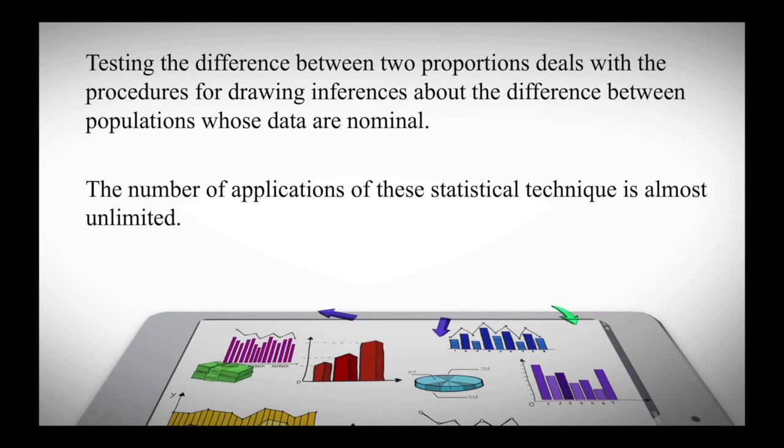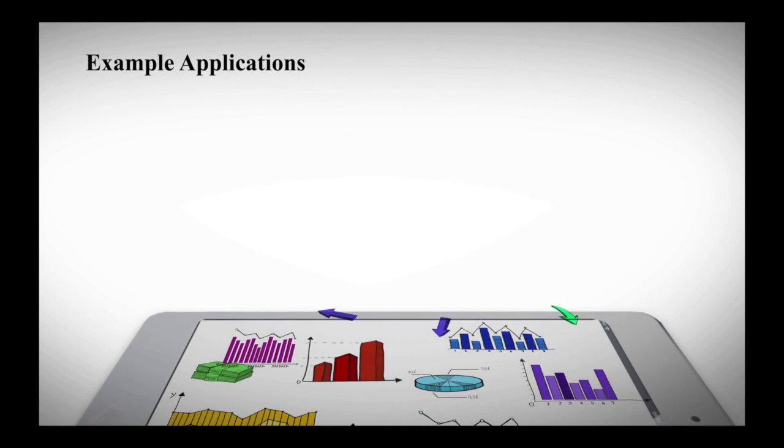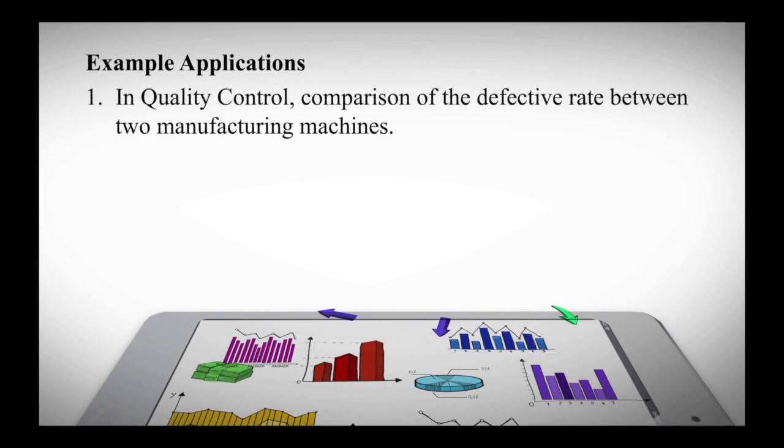Okay? Now, the number of applications of this statistical technique is almost unlimited. For example, in quality control, comparison of the defective rate between two manufacturing machines. So, we are comparing the defective rate, and those two manufacturing machines are independent from each other. Machine 1 doesn't care about machine 2. That's why we have the proportion here, since we are concerned with the defective rate of both machine 1 and machine 2.